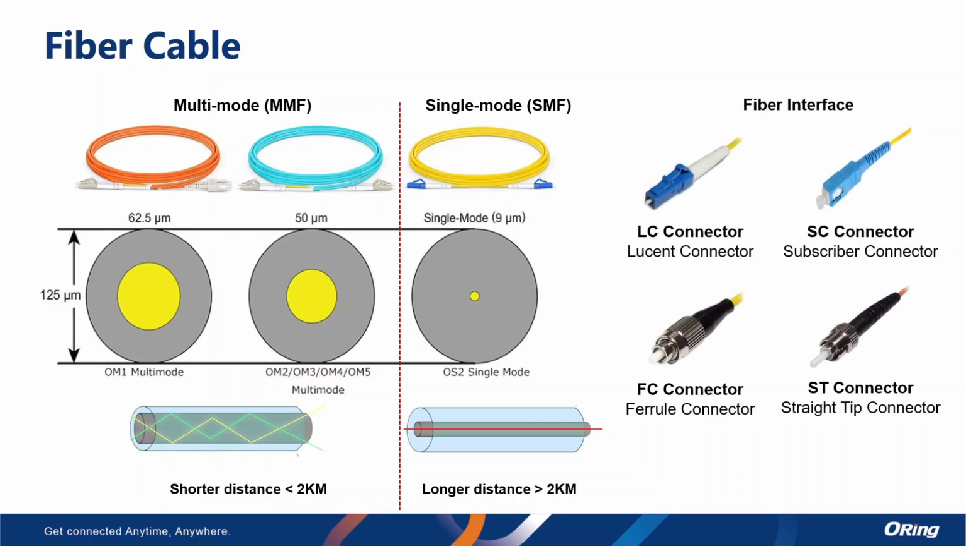The next one is the fiber interface. These are the common fiber interfaces in the industrial networking industry. We have the LC connector, or Lucent connector. We have the SC connector, or subscriber connector. We have the FC connector, or ferrule connector. And the last one is the ST connector, or straight tip connector.